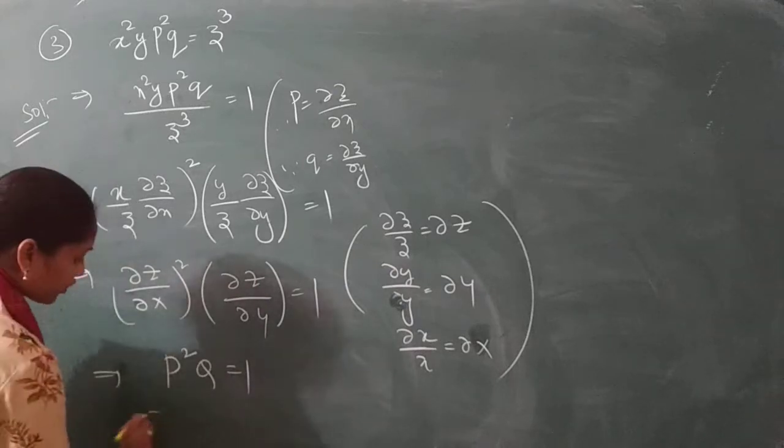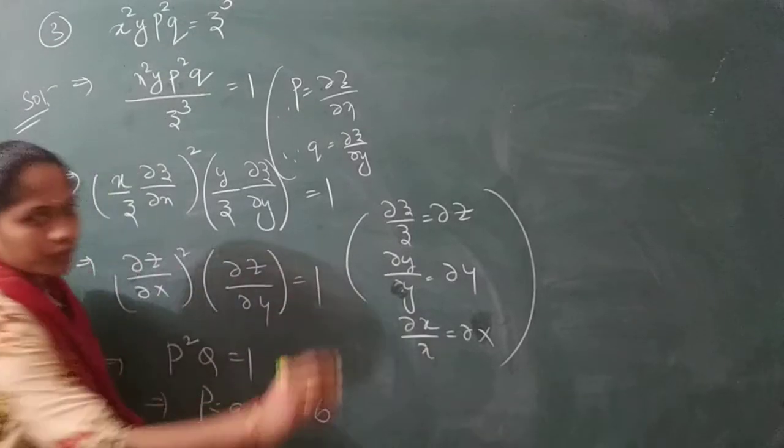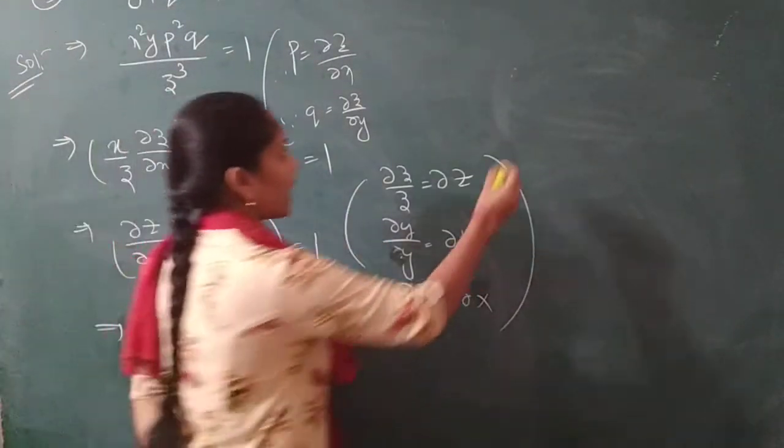So now what you have to do? You have to substitute P equal to a and Q equal to b. So now let's substitute and see what happens here.